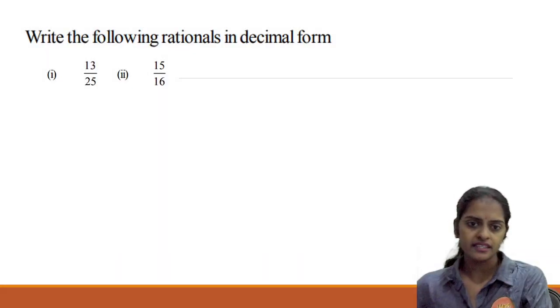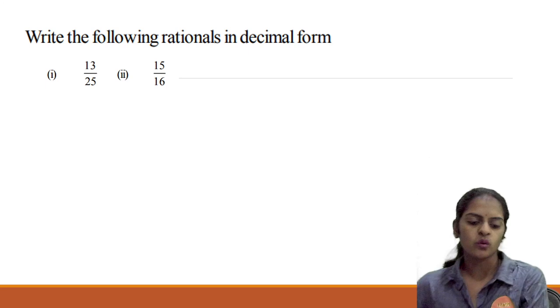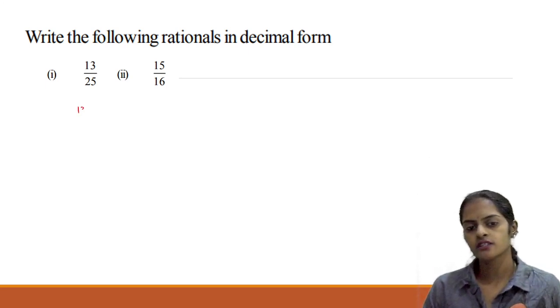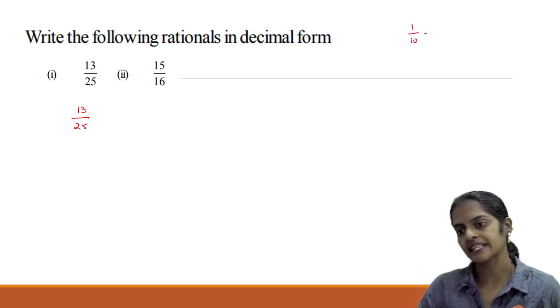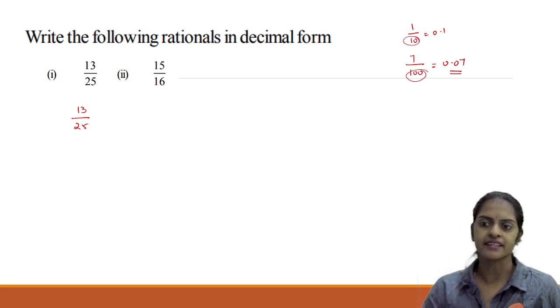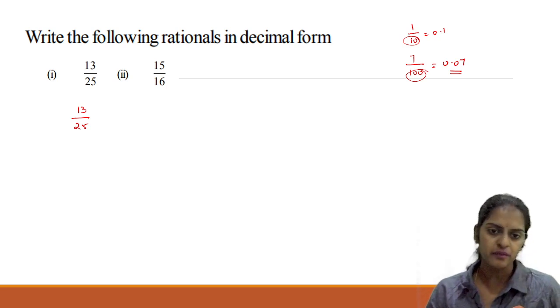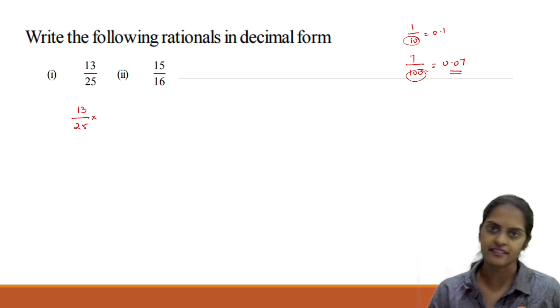Look at the next one. Write the following rationals in decimal form. So without dividing, this is without dividing. So how do we do that? If I want a decimal form, see, suppose I have 1 by 10, directly I can write 0.1. Suppose 7 by 100, directly I can write 0.07. Yes or no? So when there is 10, 100, 1000 in the denominator, it is easy for us to write. So our aim will be to write in the form of 10, 100 or 1000.